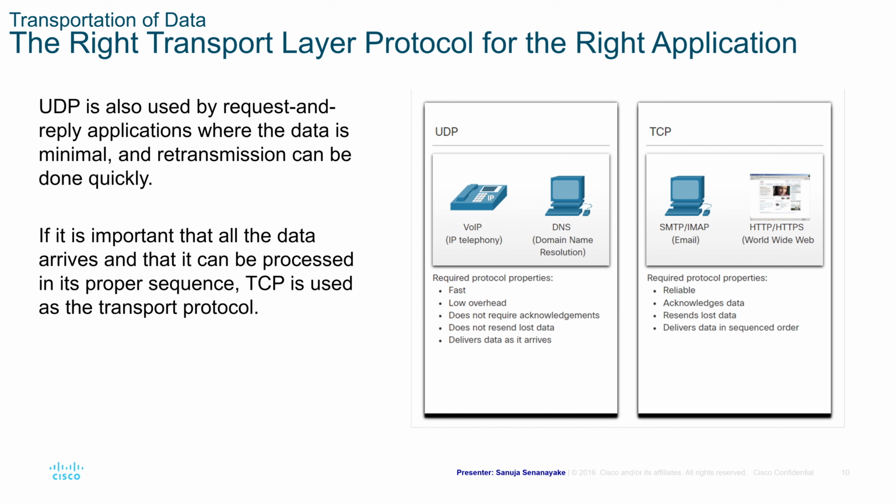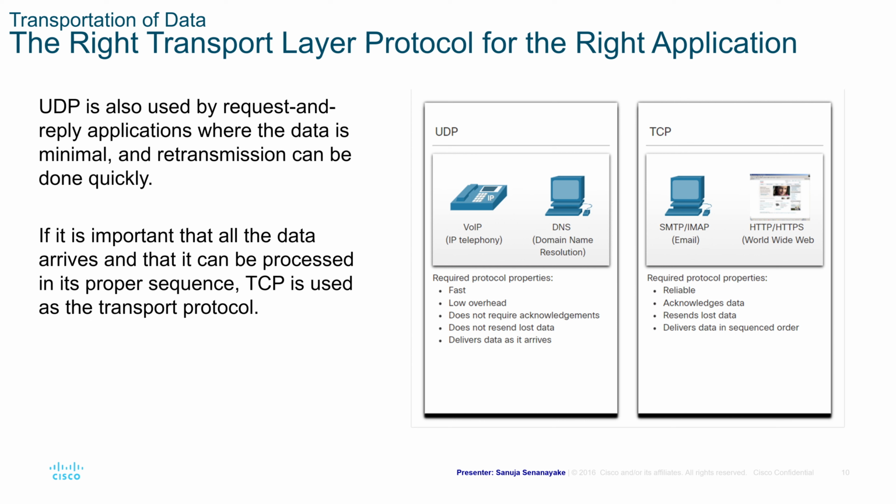The right transport layer protocol for the right applications. So UDP is used by request and reply applications where the data is minimal and retransmission can be done quickly. If it is important that all data arrives and that it can be processed in its proper sequence, then you need to use TCP.